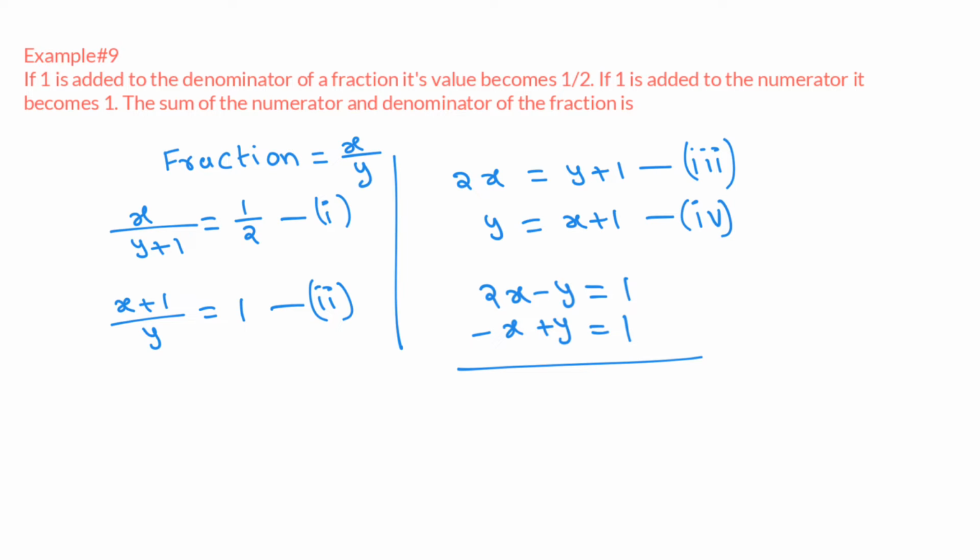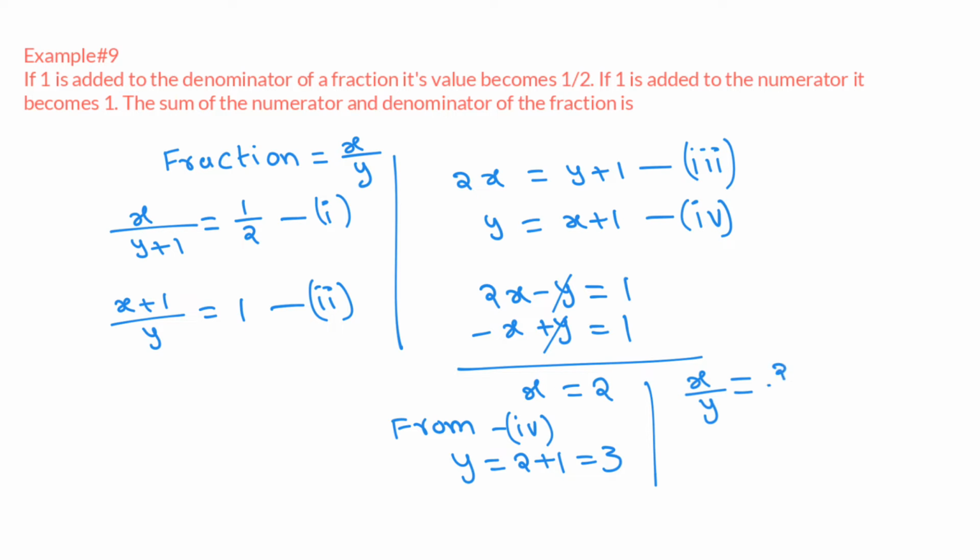On adding these two expressions, y will be cancelled out and 2x minus x, the value is equal to 2. Now from expression 4, the value of y is equal to x plus 1, which is equal to 3. So the desired fraction x over y is equal to 2 by 3, and here we need the sum of numerator and denominator values, that is 2 plus 3 is equal to 5.